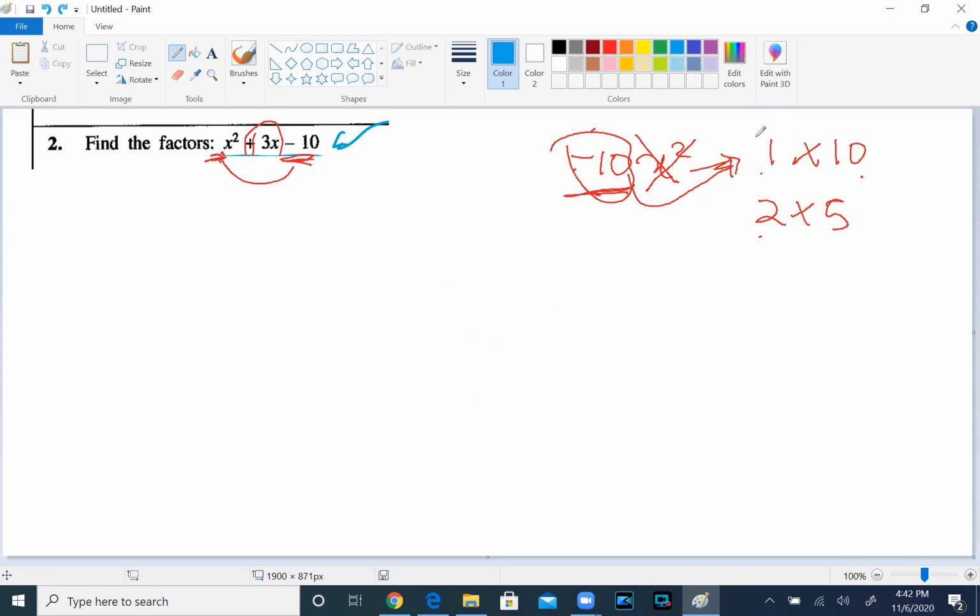So how do you know which one will be the plus? There is a very easy way to find which one is plus. The middle number's sign, the sign of the plus 3, is going to be the plus.